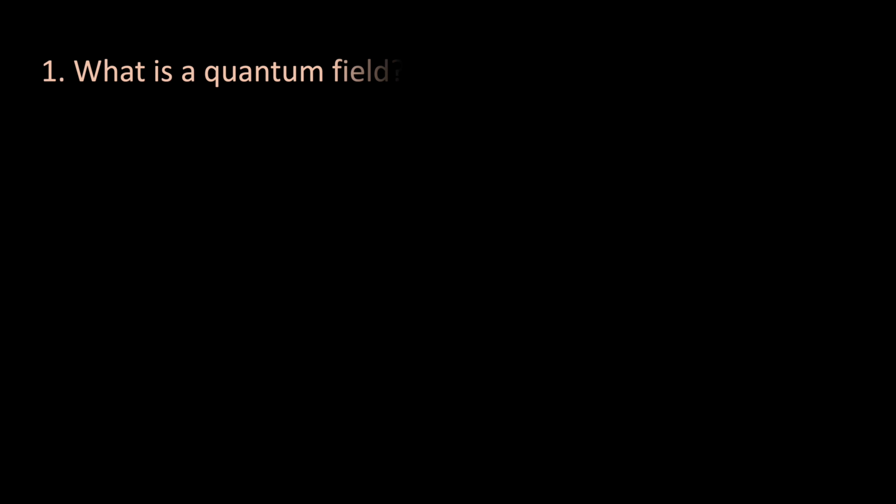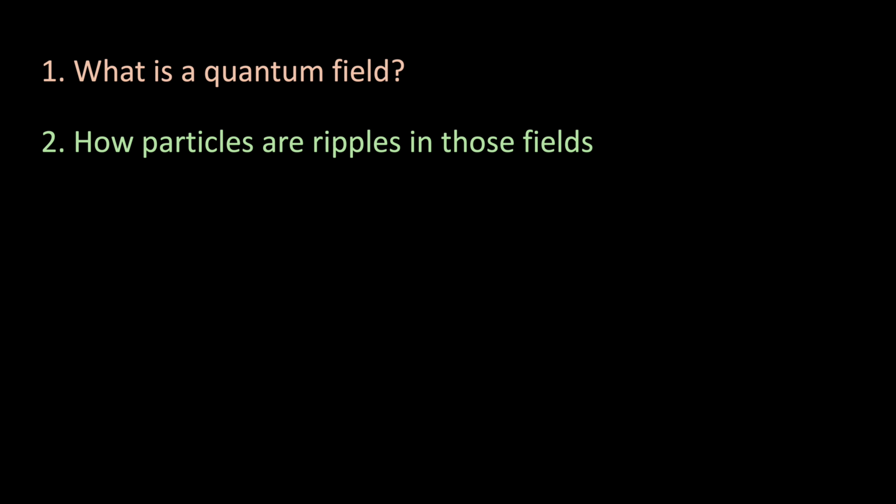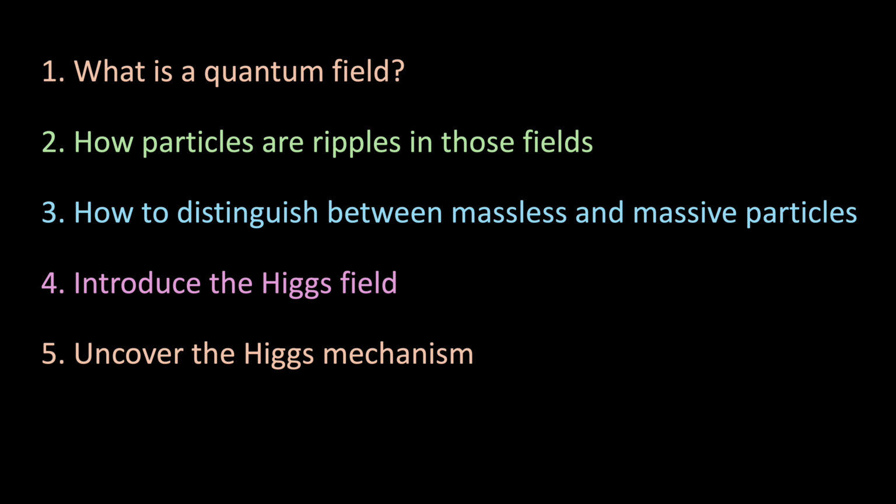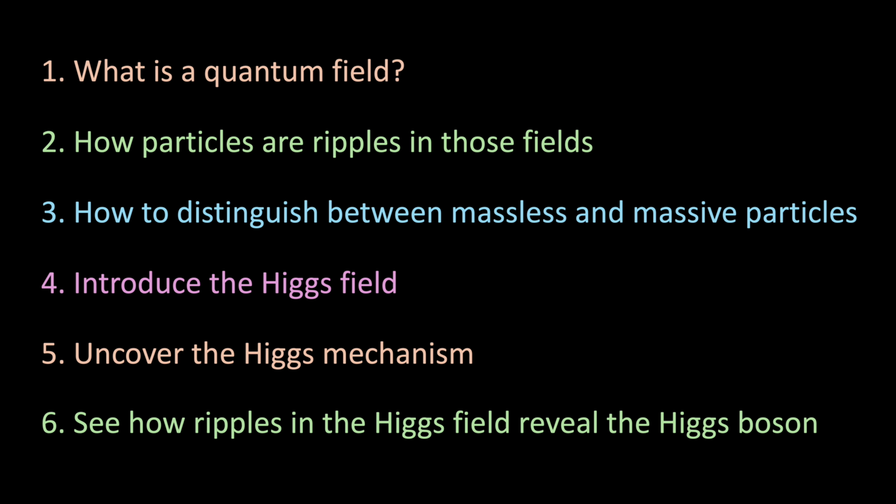But first we need a strategy, a roadmap to build our intuition step by step. First, I'll remind you what a quantum field is, and how particles can be thought of as ripples in those fields. Next, we'll see how the equations of motion distinguish between massless and massive particles. Then we'll introduce the Higgs field itself and uncover the Higgs mechanism. Finally, we'll see how ripples in the Higgs field reveal the particle that was discovered at CERN in 2012, the Higgs boson. By the end, we'll see how the Higgs mechanism accounts for mass and better understand why the universe has the structure that it does.